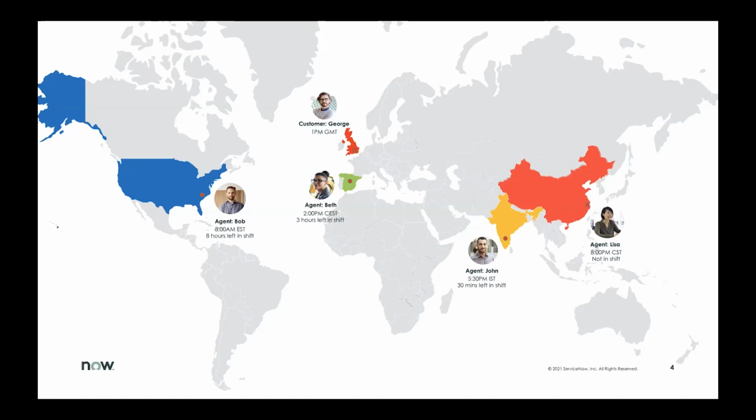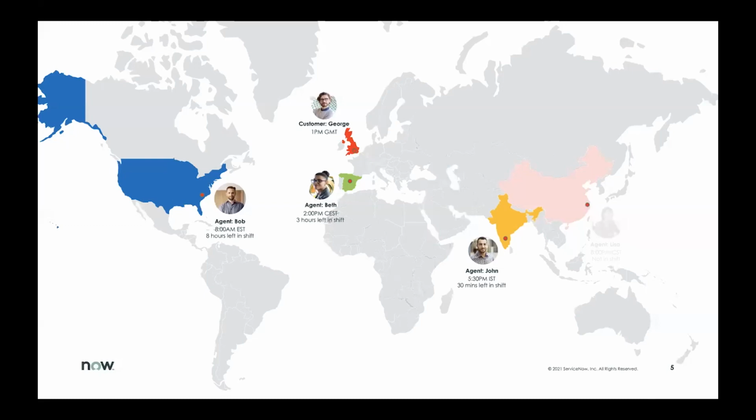And we have Agent Lisa. It is 8 p.m. in China. She is done for the day. She is not in shift at this point of time. So given this case, who could be the best agent to take up this? Now, obviously, this is not going to be Lisa because she is done for the day. She has signed off and gone back home.